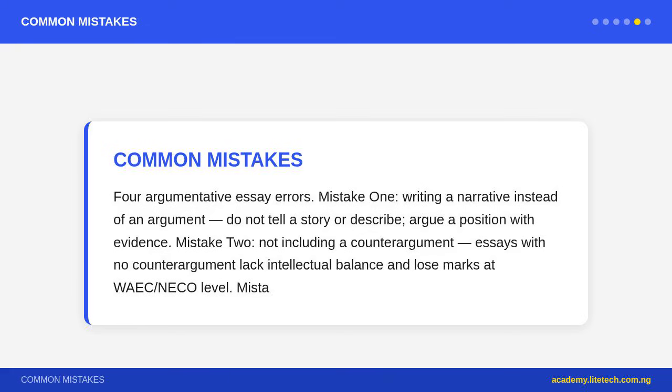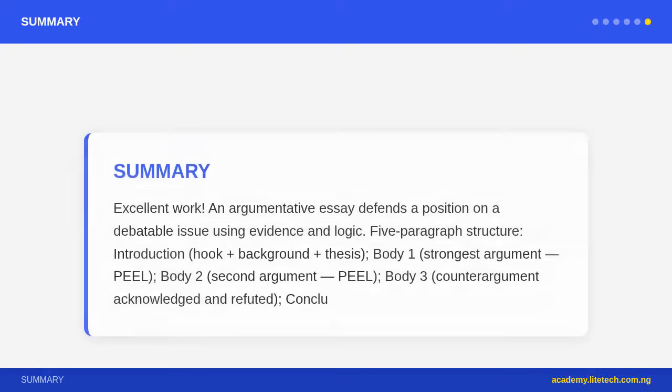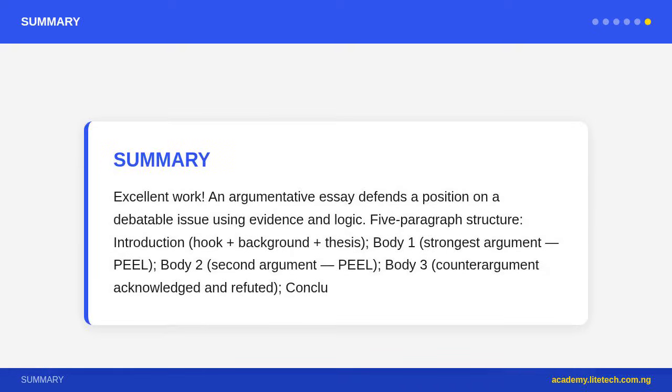Four argumentative essay errors. Mistake 1: Writing a narrative instead of an argument. Do not tell a story or describe, argue a position with evidence. Mistake 2: Not including a counterargument. Essays with no counterargument lack intellectual balance and lose marks at WAEC/NECO level.